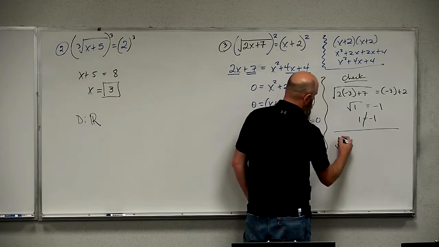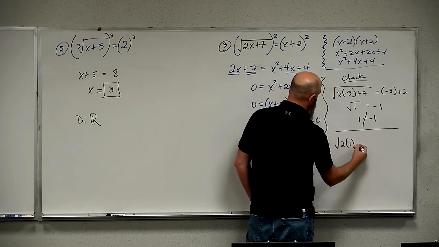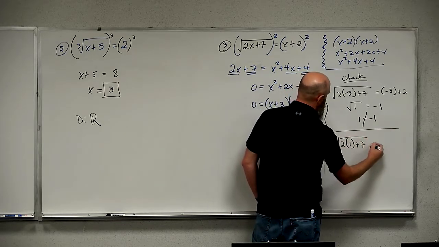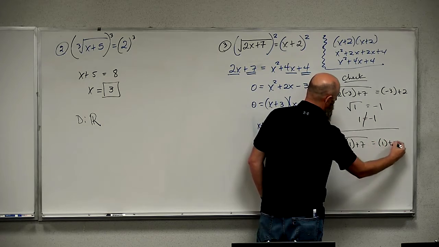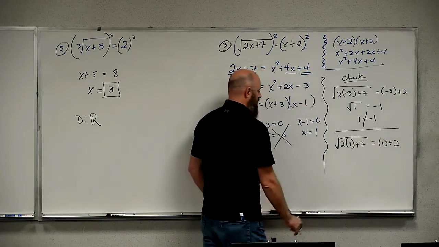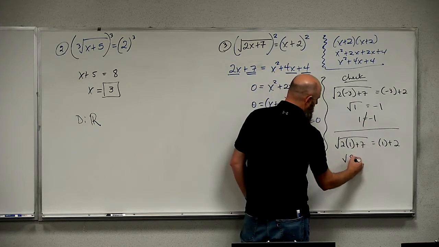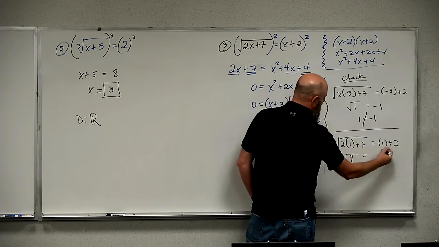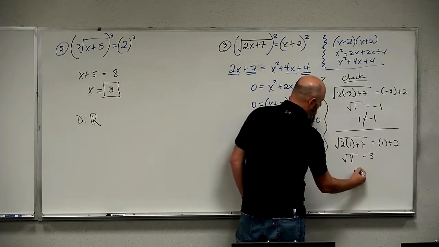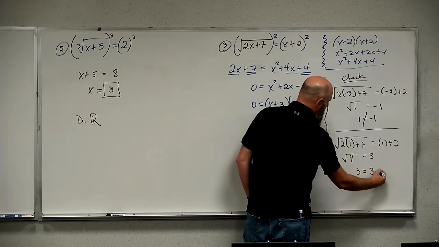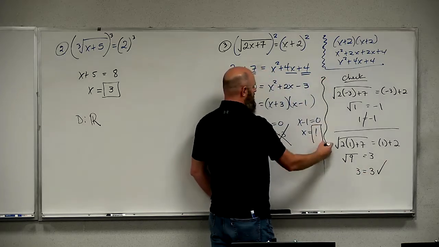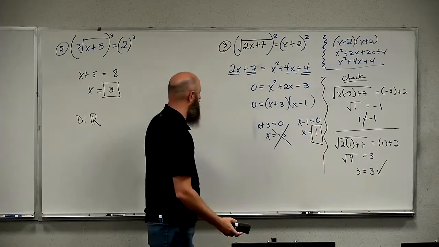Okay, so let's do the other one. 2 times 1 plus 7. Does that equal 1 plus 2? All right, well, 2 times 1 is 2, plus 7 is 9. 1 plus 2 is 3. The square root of 9 is 3. So 3 does equal 3. So our answer there is 1.